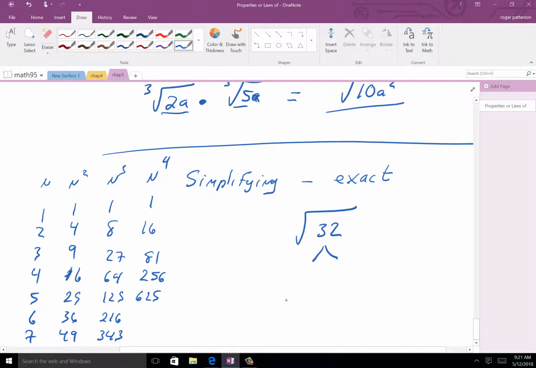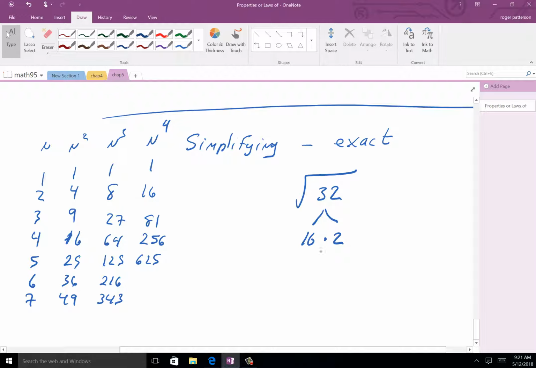We're going to break this down. It's a square root, so I'm going to go to squares. I'm going to find the largest of these numbers that go into 32 evenly. We always want to pick the largest one. So 16 is my largest one. 16 is going to go in there twice. Then I'm going to take the square root of 16. The square root of 16 is 4. So the 4 is going to come on the outside. This 2 remains on the inside. And that is simplified.